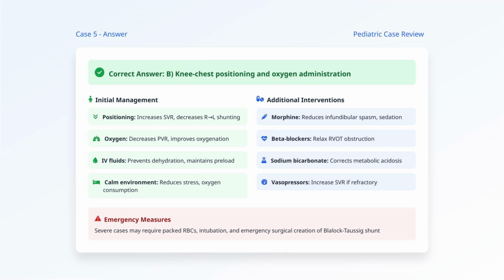In severe cases not responding to these measures, phenylephrine may be used to increase systemic vascular resistance further, and some patients may require intubation and emergency surgery for a Blalock-Taussig shunt. Immediate cardiac catheterization or cardioversion are not indicated for managing hypercyanotic spells.